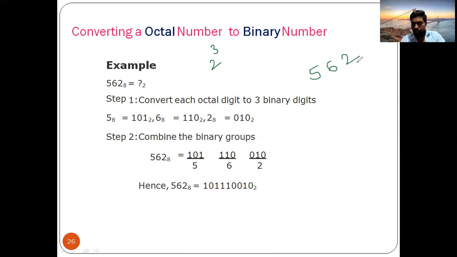So write 2 in terms of 3 bits. How will you write? 010. How can 6 be written in 3 bits? 110. And how can 5 be written in 3 bits? 101. That's it. Combine all these bits. That will be the answer. This is your answer. Okay. Remember that you should write only 3 bits. Okay. 2 in terms of 3 bits, 6 in terms of 3 bits, 5 in terms of 3 bits. That will be the answer.